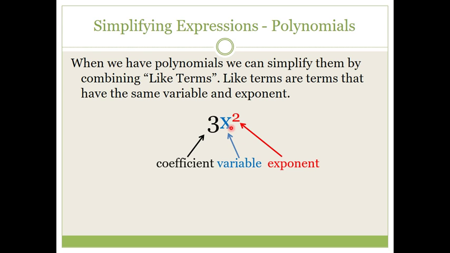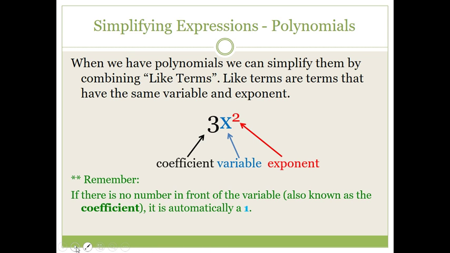All right, and here the variable is x. It doesn't have to be x. It can be any other letter or symbol. And the exponent on this variable is, in this case, a 2. When you don't have a number in front of the variable, it's an implied 1. It's automatically a 1.